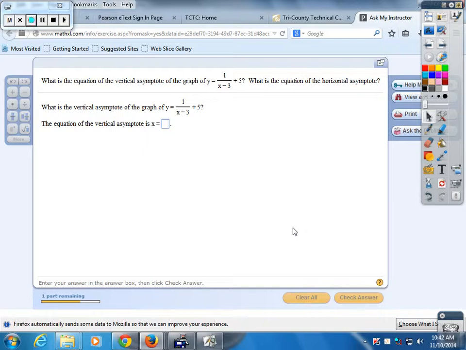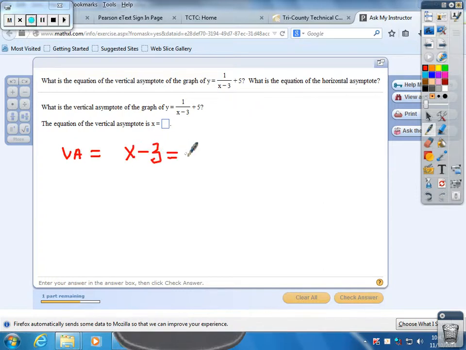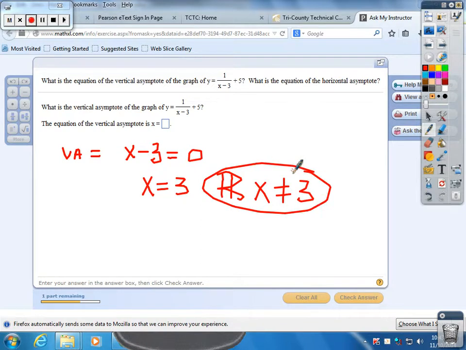Let's help Miss Holly out. When I've been writing down the notes, the vertical asymptote should just be -3, right? Set it equal to 0, yes. So the vertical asymptote is x minus 3 is equal to 0, and you have to write that out. x is equal to 3. So the domain is all real numbers, but x cannot equal 3. That's the vertical asymptote.